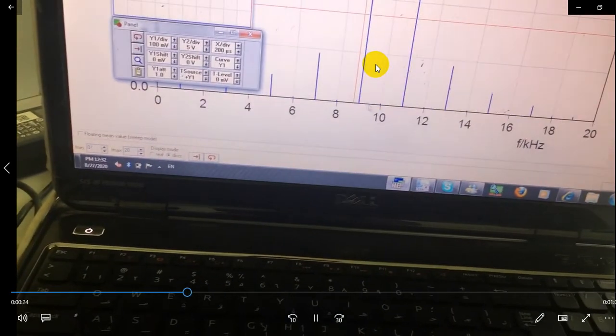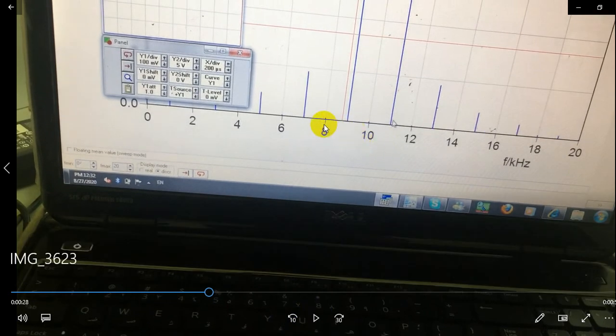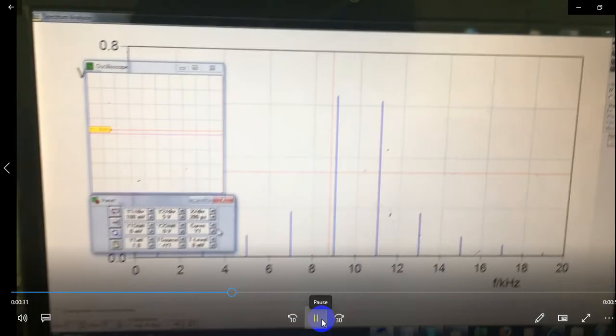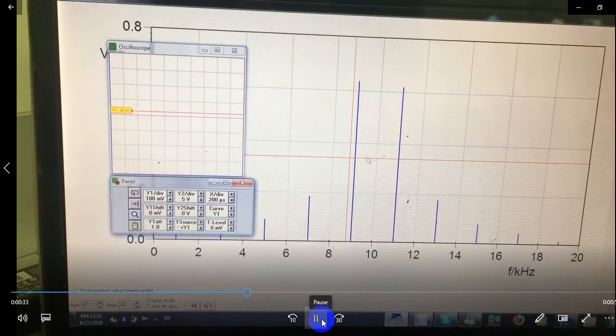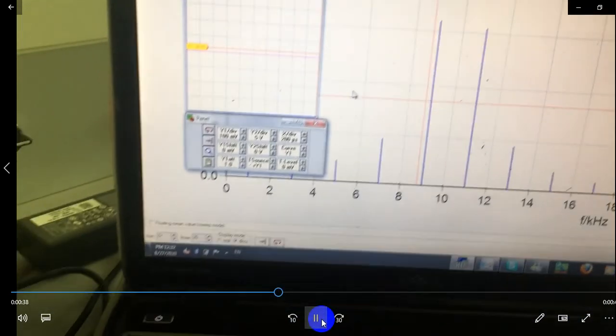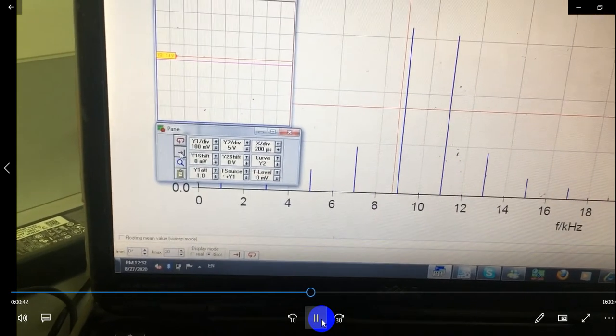So you are getting two bands here, upper and lower. The frequencies are 9 and 10, and here the upper sideband is at 11. So here you can easily see that this is a double sideband. At Y1 it is double sideband. At Y2, let us check. Let us take a single shot here.